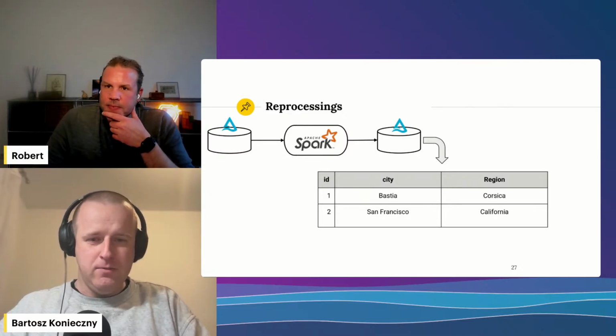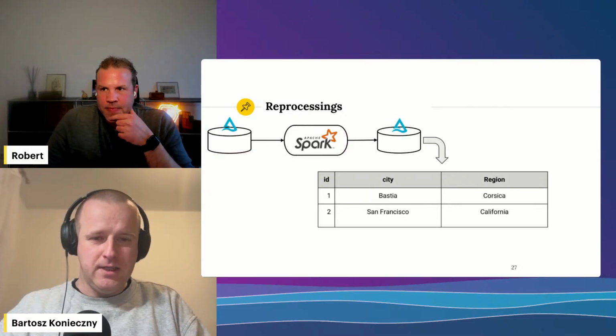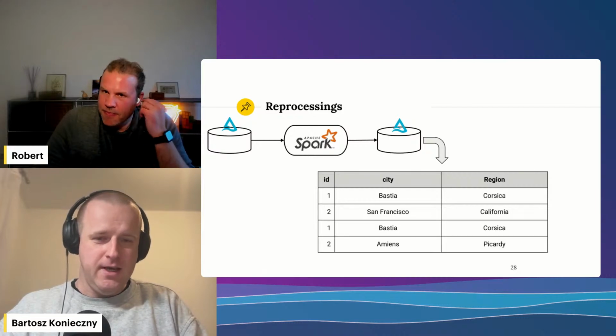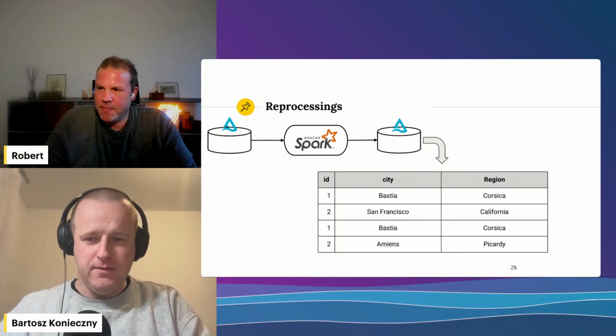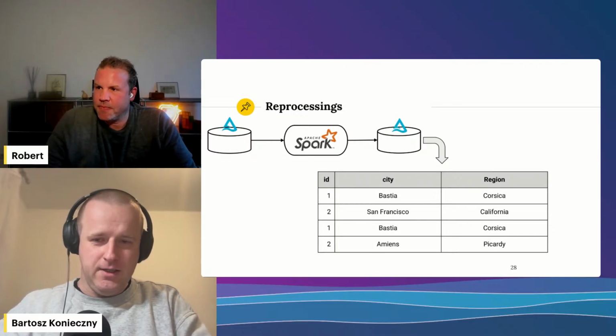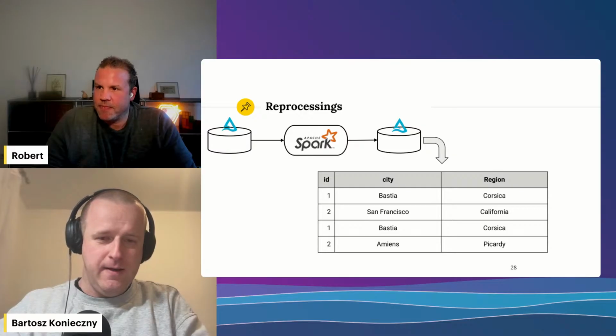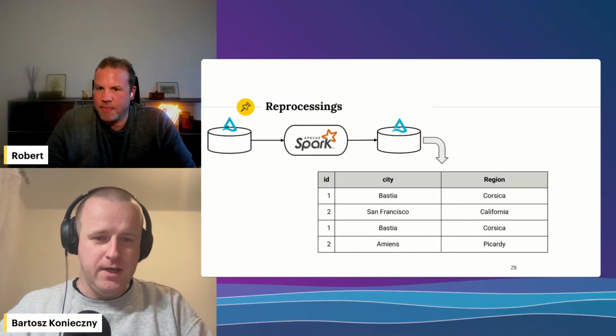So let's take an example when we're writing some cities to our Delta table and we made a mistake. We wanted to have only French cities and we inserted San Francisco by mistake. So we removed it from the initial data set that we are loading. And if we do nothing, if we just do a simple insert, we are going to have duplicated rows, even worse with the same IDs and different city, different region. So it's quite catastrophic.